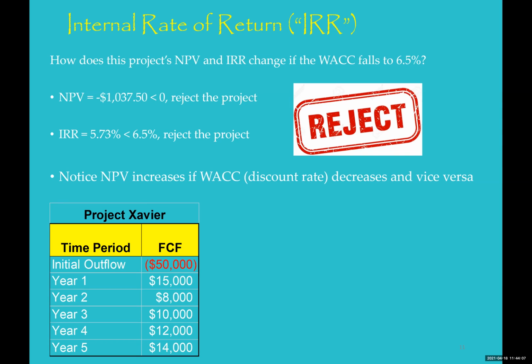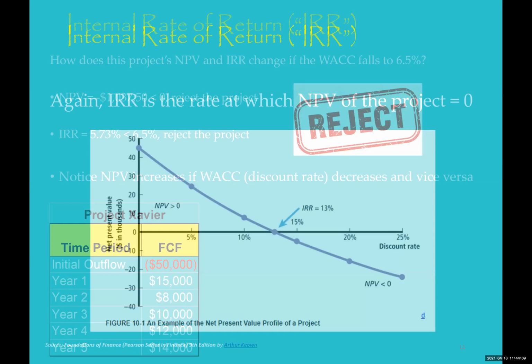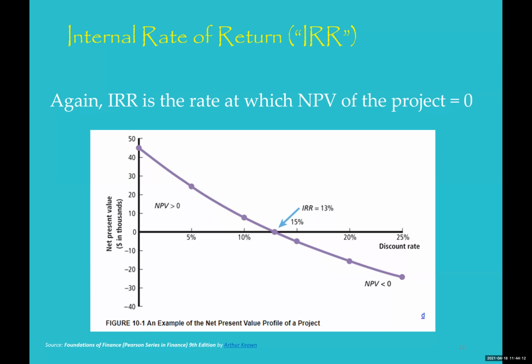Notice NPV increases if the WACC decreases and vice versa. So this is a chart showing you a graphical depiction of IRR. The vertical axis is the net present value of a project. The horizontal axis is the discount rate, also known as the cost to finance the project or the cost of capital. So that's your WACC. Notice when the IRR is at 13% for this project, NPV is zero. That is the return of this particular project.